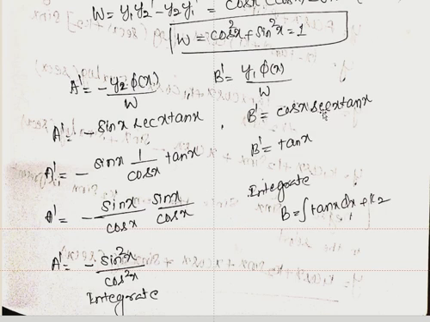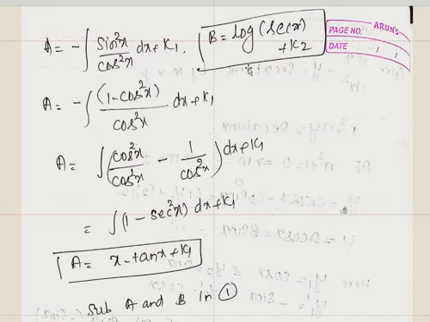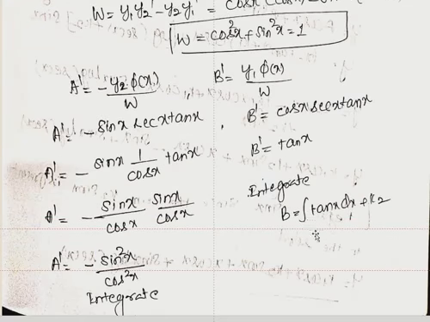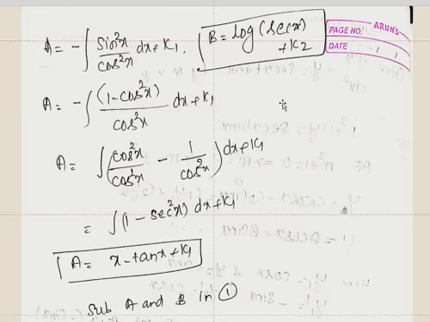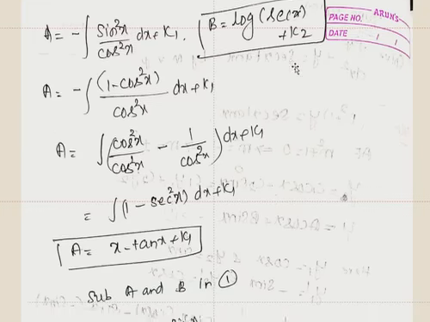Here secant x can be written as 1 divided by cos x. Therefore cos x gets cancelled, only tan x remains. Therefore b dash is equal to tan x. Integrate on both sides. The integration of b dash is b, which is equal to the integration of tan x dx plus k2. Therefore b is equal to log of secant x plus the integration constant k2.